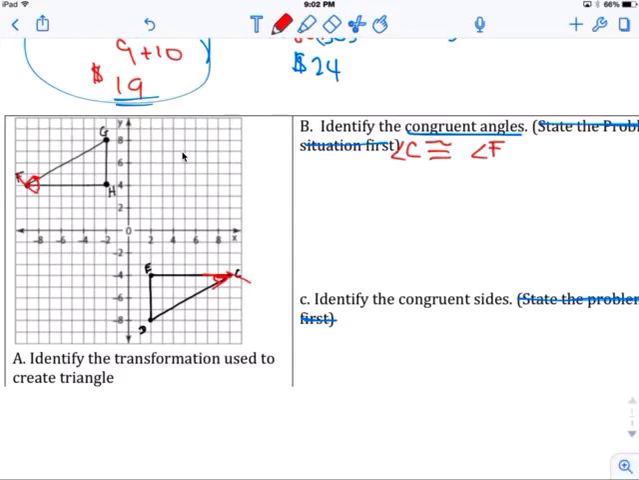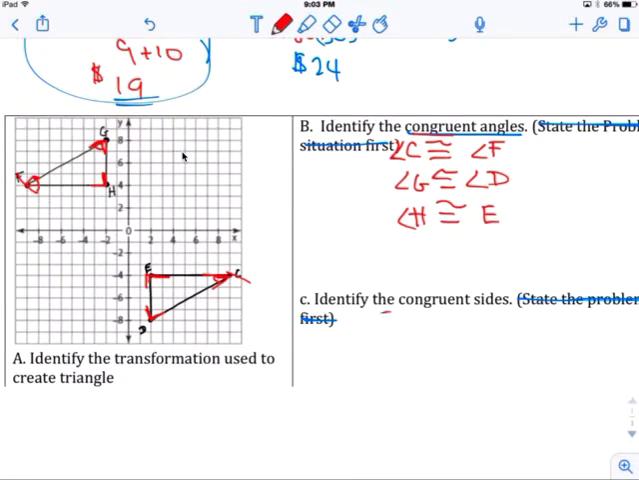We got letter G left right here. Letter G, this is an angle. Angle G is congruent to this angle here, D. And what we have left right here, H, is congruent to this angle here, E.